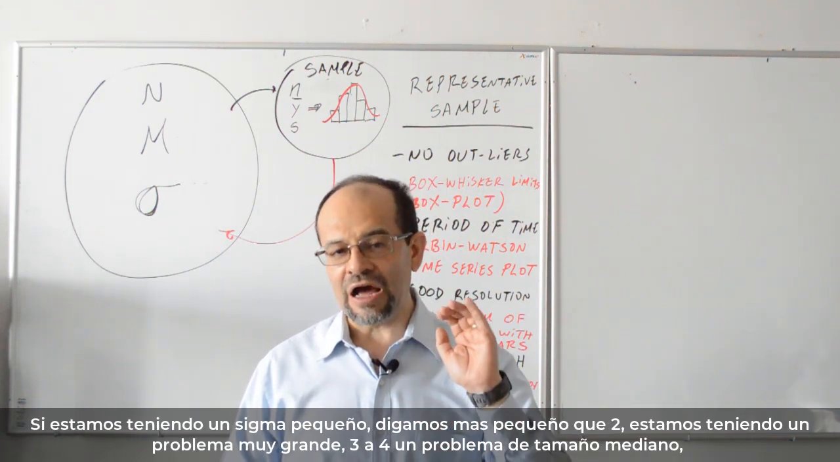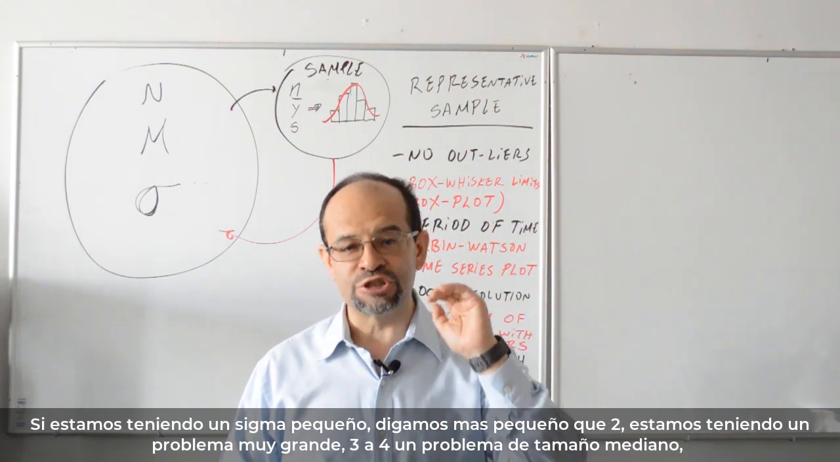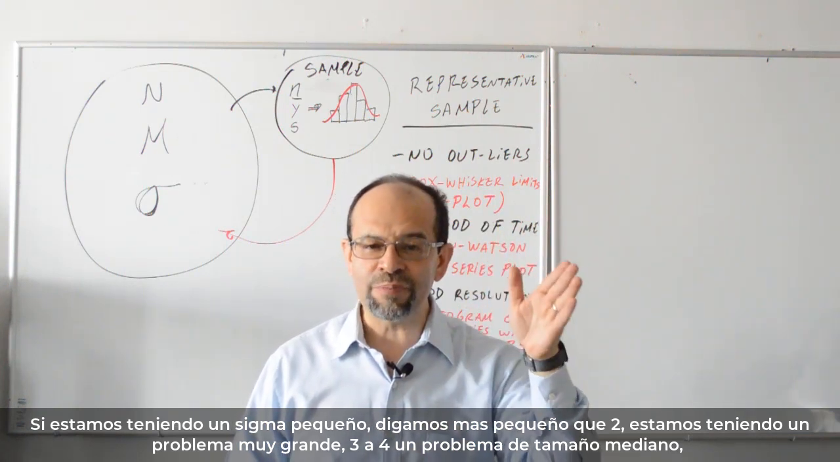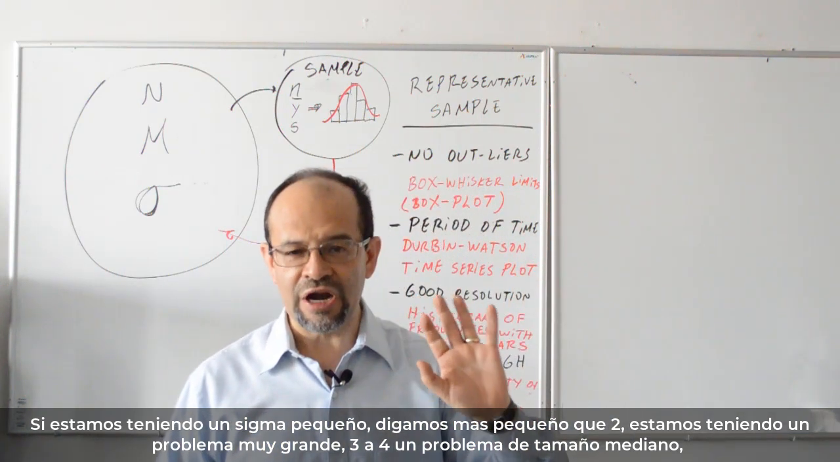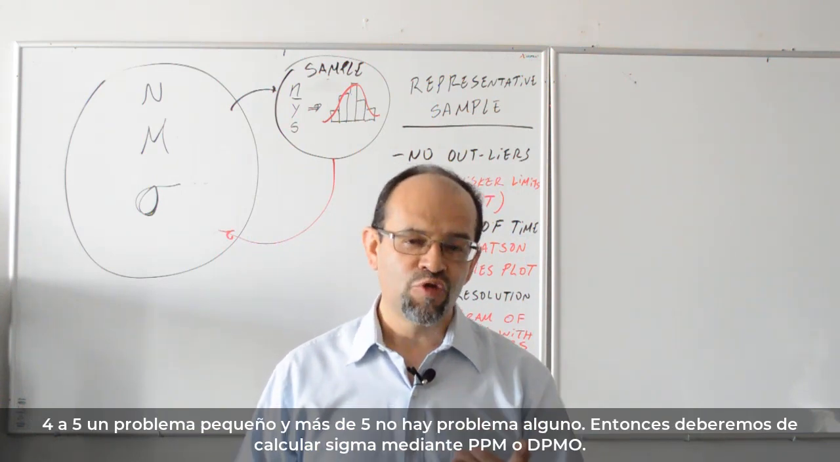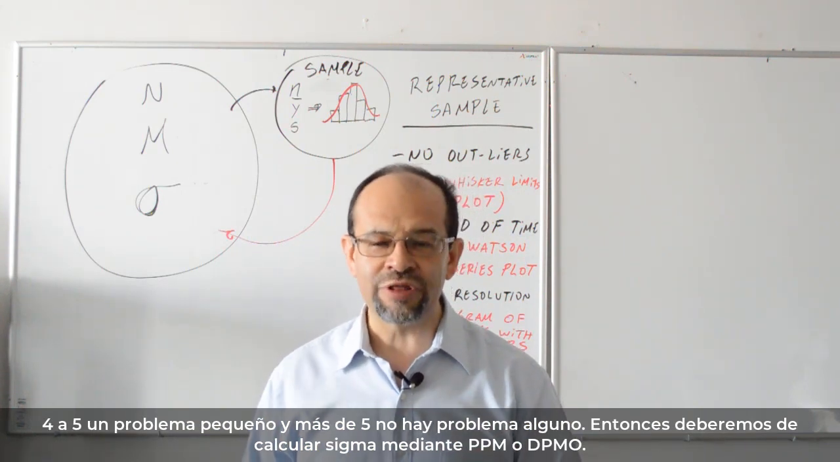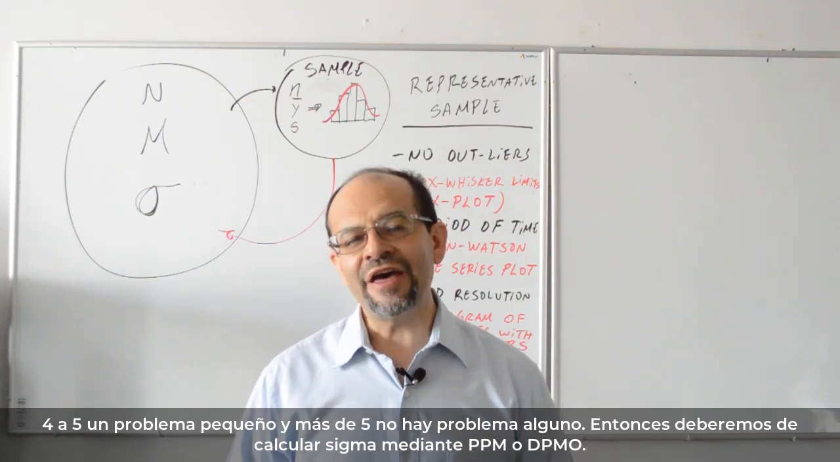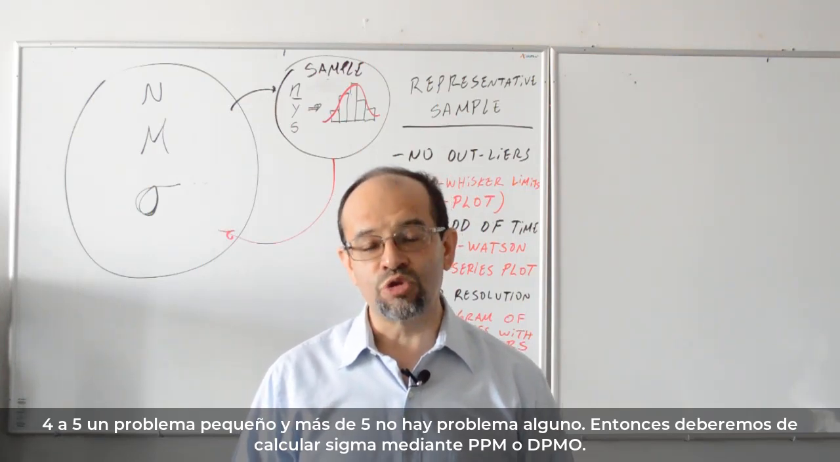If we have a small sigma, let's say smaller than 2, we have a very big problem. Between 2 and 3, we have a big problem. 3 to 4, a medium size problem. 4 to 5, a small problem. More than 5, a very small problem. And then we have to calculate the sigma.